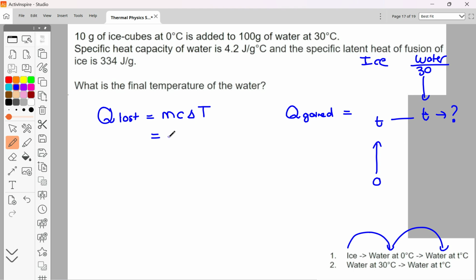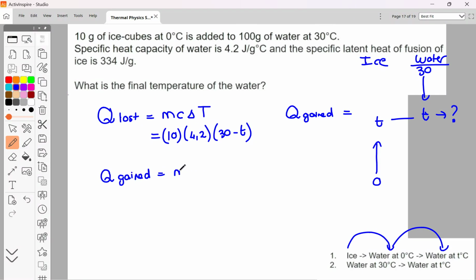So this MC delta T would then be the 10 grams. I would like to change it into kilograms, but this was in grams, so we could leave it all in grams, because then all the values are in grams. So we could say 10, and then our C is there because they told us that it's 4,2. And then delta T for the water is going to be 30 minus T. So that will be Q lost. Then Q gained, you can do it in one step. Q gained will be for the ice.